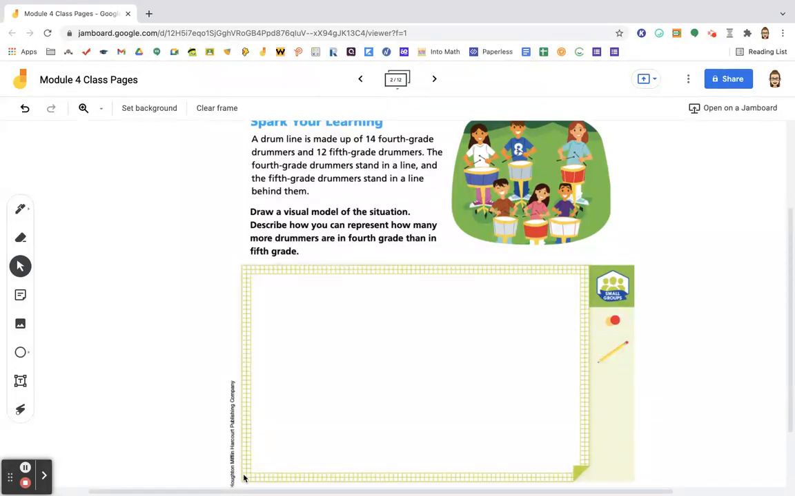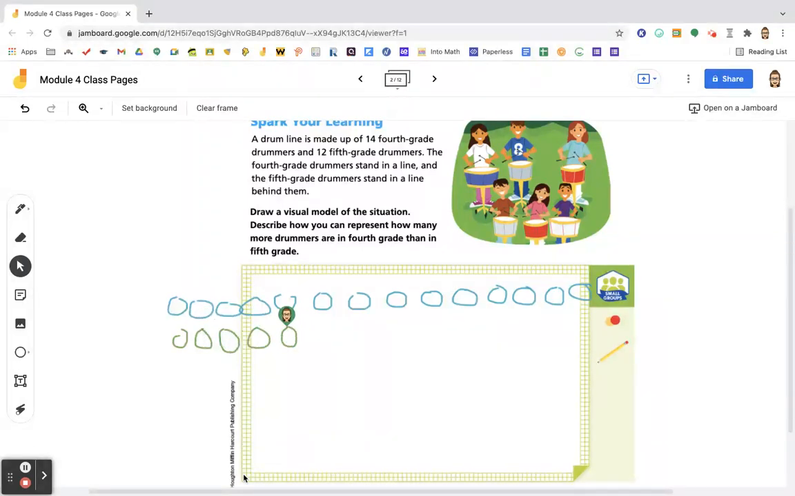So I'm going to start by drawing my 14 fourth grade drummers. 1, 2, 3, 4, 5, 6, 7, 8, 9, 10, 11, 12, 13, 14. Then I'm going to draw my 12 fifth grade drummers. I'm going to do that in another color. 1, 2, 3, 4, 5, 6, 7, 8, 9, 10, 11, 12.